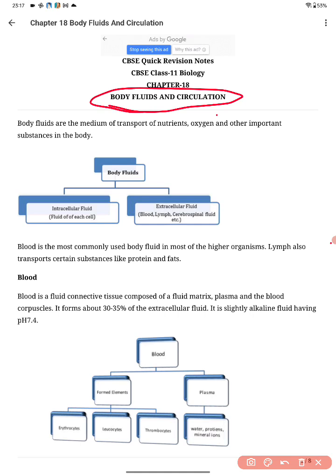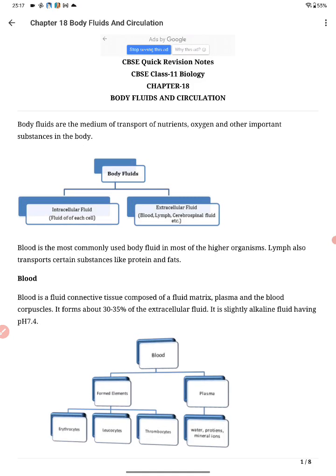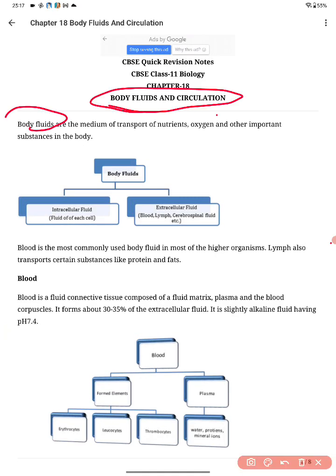Okay, so let's first understand what body fluids are. How many types of fluids are there? We know about blood. Is there any other fluid other than this? Why do we need fluid in our body? What is the use of it? So the body fluids are the medium for the transport of oxygen, nutrients, and also the waste products.